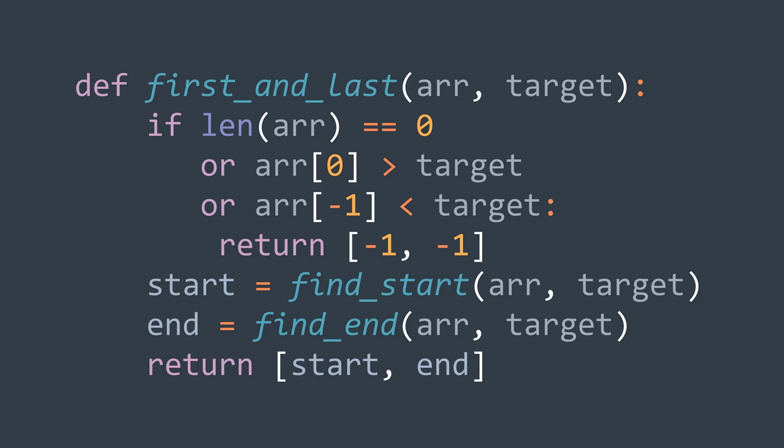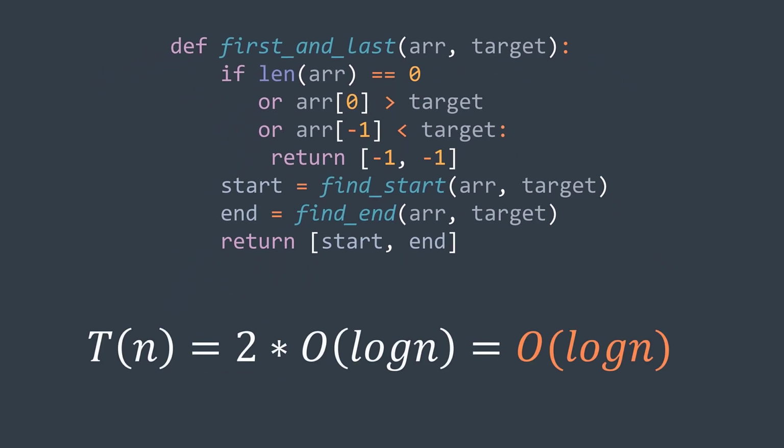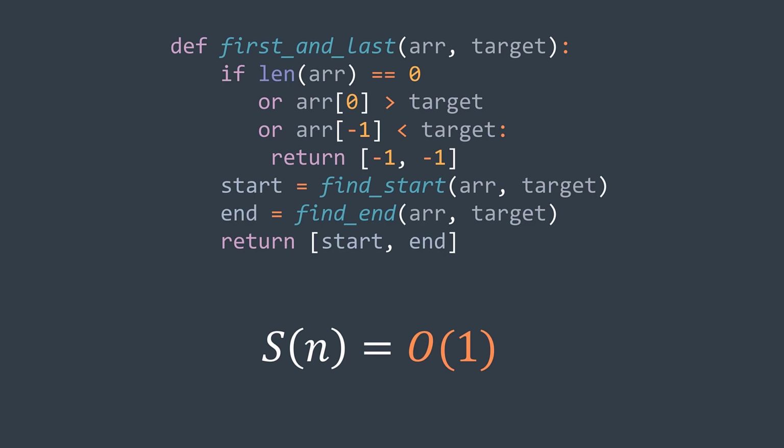For the time complexity, we're using binary search twice, and binary search has an O of log n time complexity because we keep dividing the input size by 2. 2 times O of log n gives an O of log n time complexity. And for the space complexity, we got O of 1 because we're just using int variables.